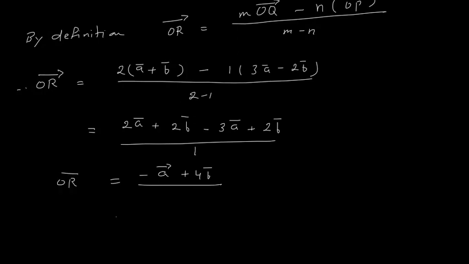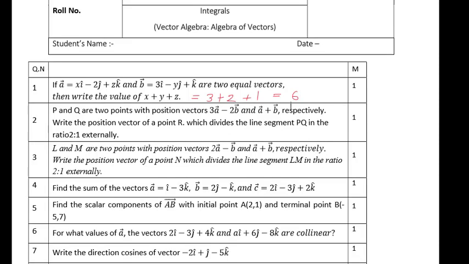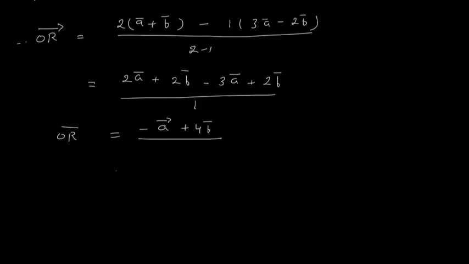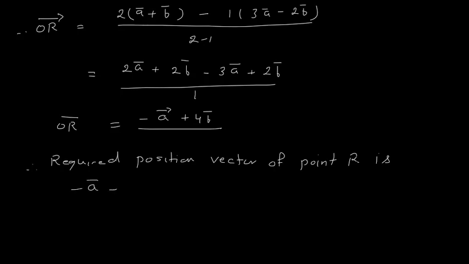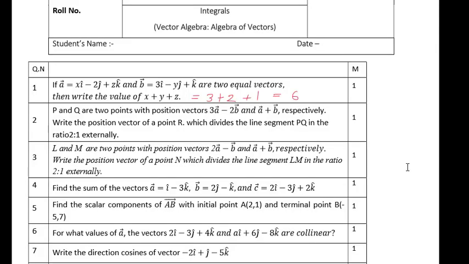So, the question is, write the position vector of point R. So, therefore, you can write, the required position vector of point R is minus a bar plus 4b bar. Simple question. Okay. So you have done this second question. First question done, second question done.